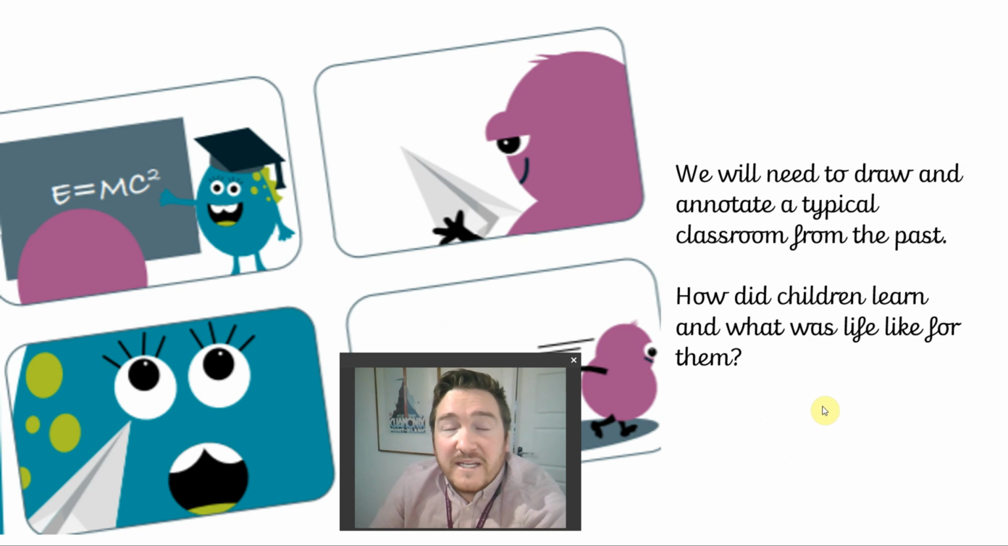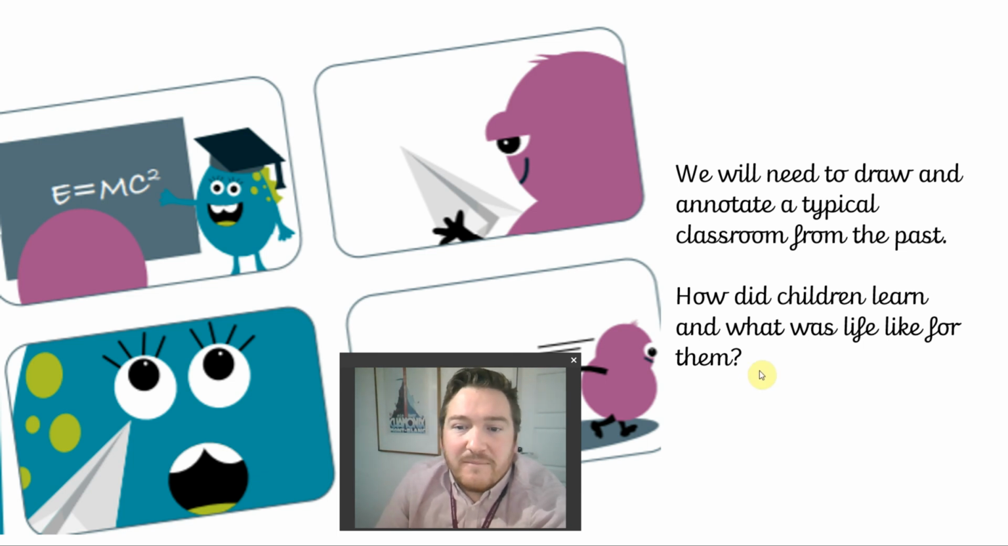Now, we're going to need to draw and annotate what that classroom from the past looked like and how children learnt. So how did they get the information? It's easy for us to explain what a classroom looks like now, but we're going to need to make sure we ask those really important questions to those other adults to find out what a classroom looked like back then.